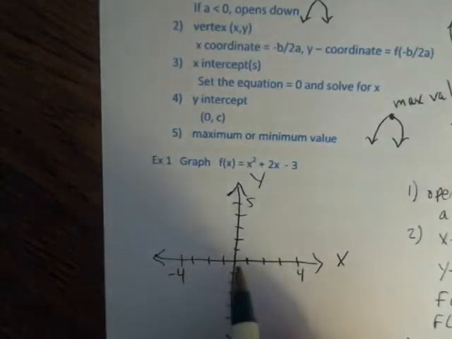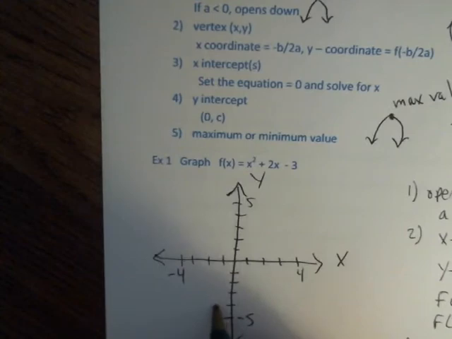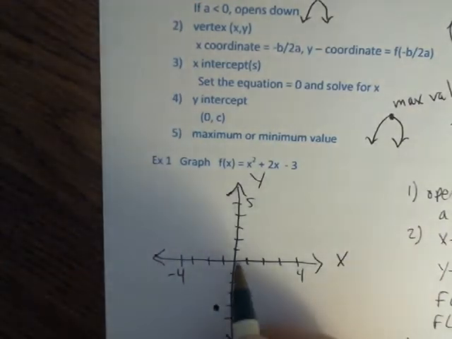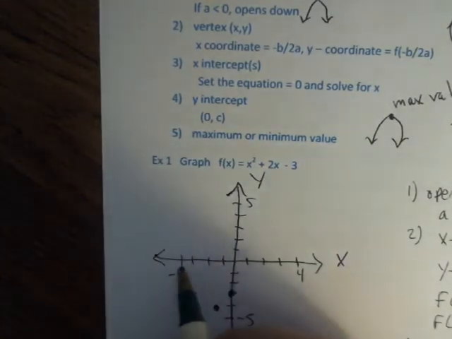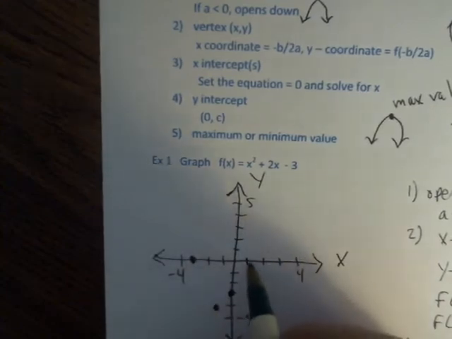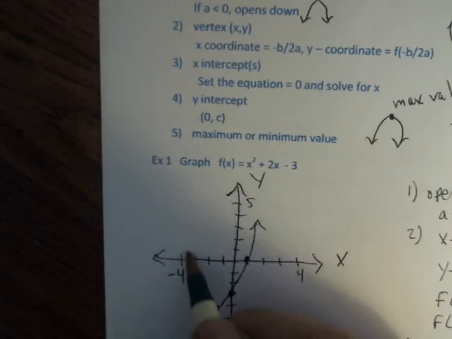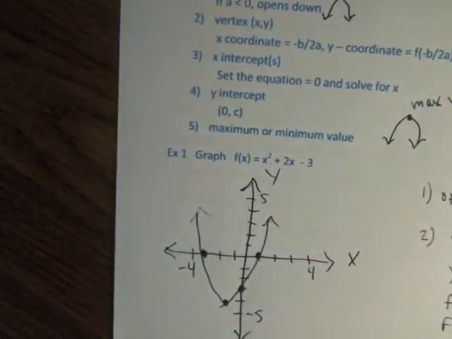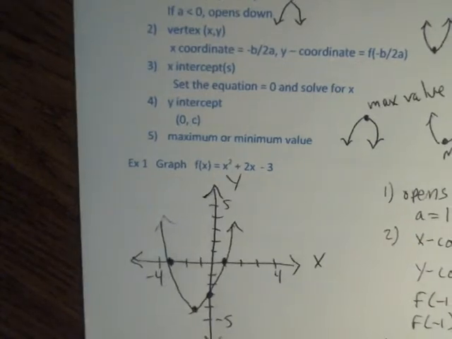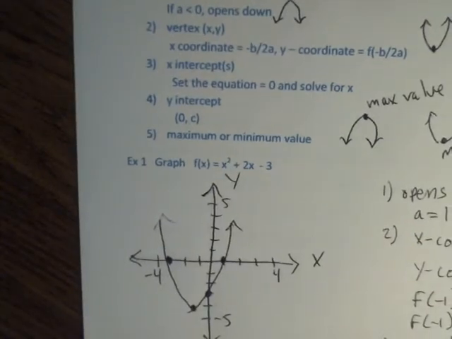So I plot my -1, -4, which takes me about to there. My 0, -3, which is my y-intercept. And then my x-intercepts of -3, 0, and +1, 0. And then I just go ahead and make my sketch. So that's one way to graph it. We've answered the first 4 questions.